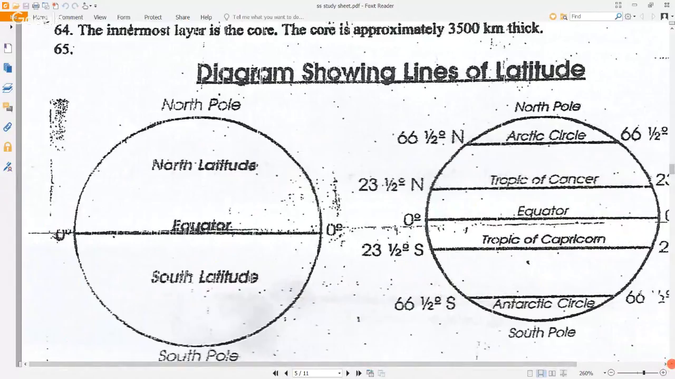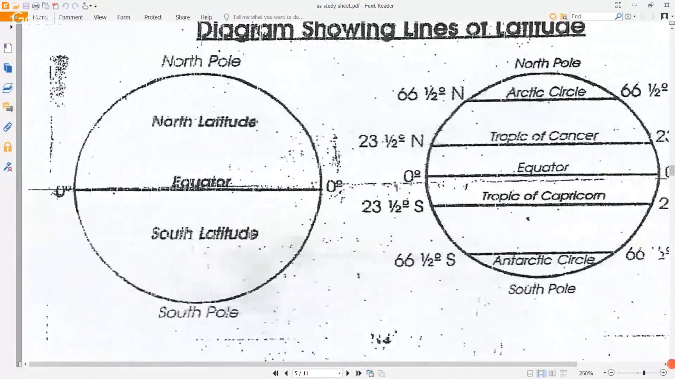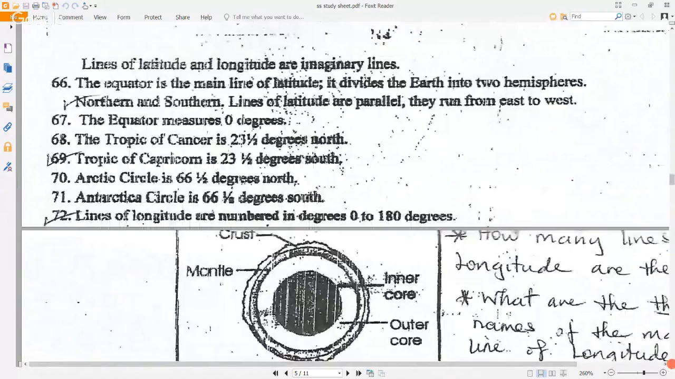Let's move on. So it says lines of latitude and longitude are imaginary lines. The equator is the main line of latitude. It divides the earth into two hemispheres, northern hemisphere and southern hemisphere. Lines of latitude are parallel, meaning that they never what? Touch, and they are the same distance apart. They run from east to west. The equator measures 0 degrees. The Tropic of Cancer is 23.5 degrees north.